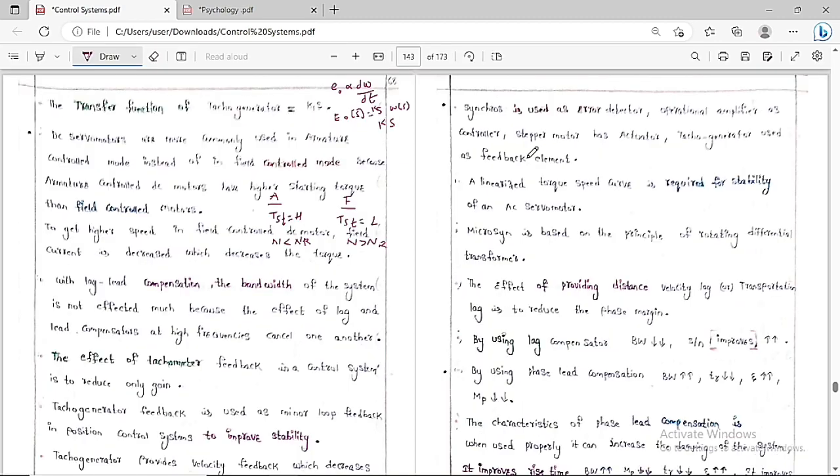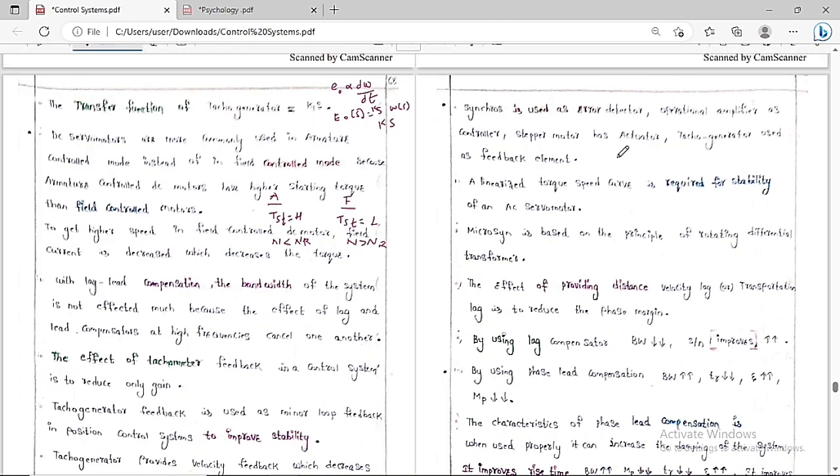The next point is the synchro is basically used as the error detector, whereas the operational amplifier is used as a controller, whereas the stepper motor is used as the actuator, whereas the tacho generator is used as a feedback element. Same thing here. Basically each and every element, what applications it is going to be used for in the case of control system. The synchro is used as the error detector, whereas the operational amplifier is used as a controller, because for the operational amplifier you will get a positive and a negative, an inverted terminal and a non-inverted terminal. So based on this, it is going to give some output. So it is used as a controller.